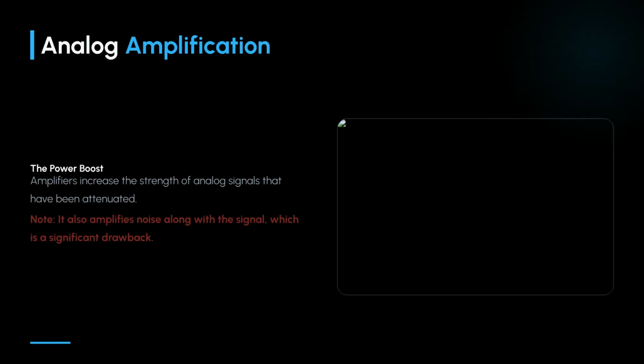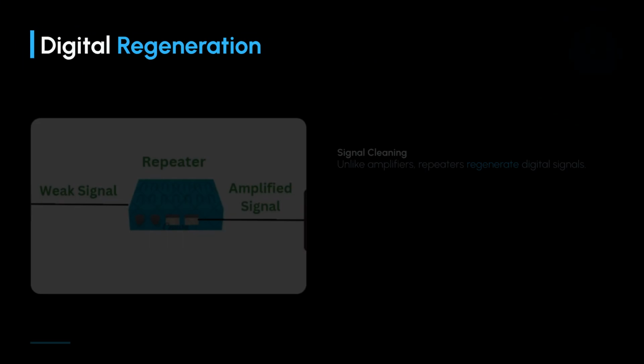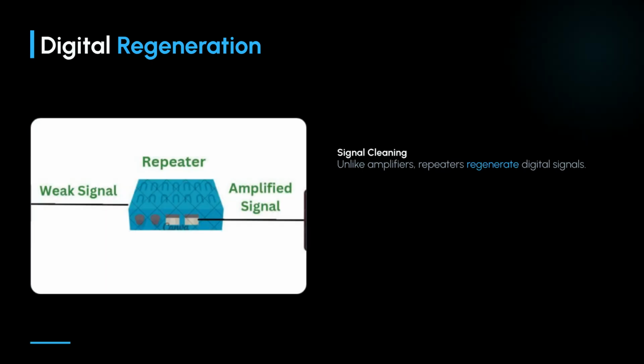Analog amplification boosts the strength of attenuated analog signals. However, a significant drawback is that it also amplifies noise along with the signal. Digital regeneration uses repeaters to regenerate digital signals, unlike amplifiers. This process cleans the signal by decoding it into zeros and ones, removing noise accumulation and retransmitting a fresh, clean signal.